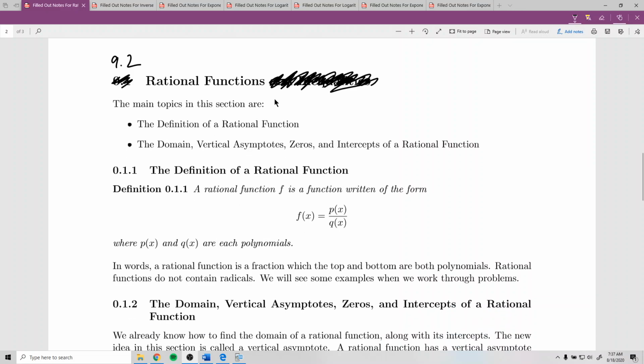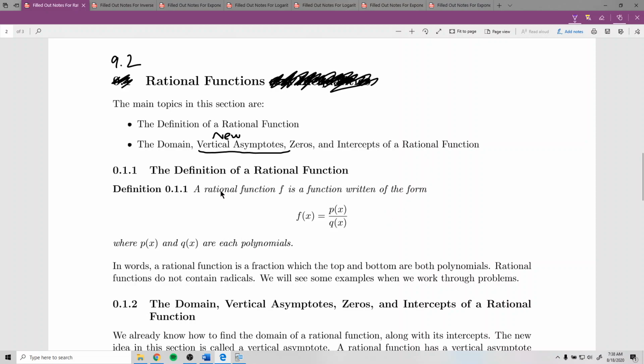All right, so the main topics in this section: the first thing is the definition of a rational function, which is built on what a polynomial is. And then the second thing is the domain, vertical asymptotes. This is the new part, vertical asymptotes, zeros, and intercepts of a rational function. You've actually had problems before where you figured out the domain, zero, and intercepts of a rational function. You've just never been formally introduced to a rational function. And we'll see that the vertical asymptotes are very similar to finding the domain.